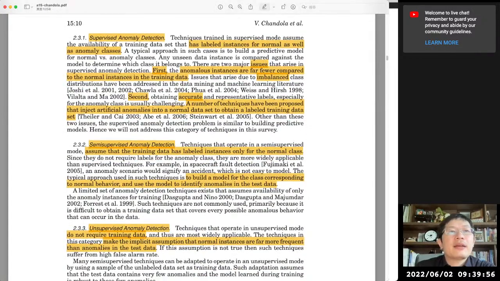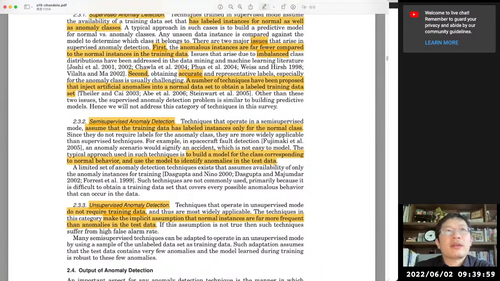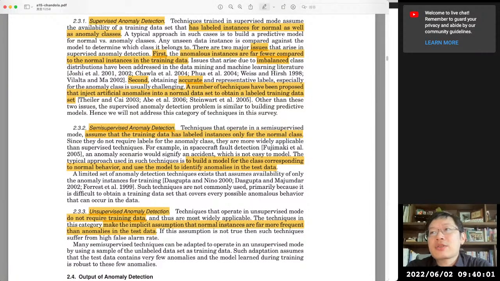So I think there are three. In this paper, it lists three different detection approaches, which are supervised, semi-supervised, and unsupervised. I would like to spend some time on them.